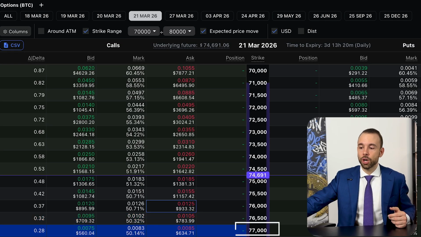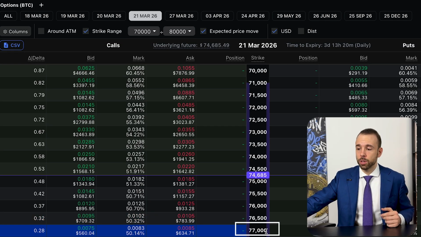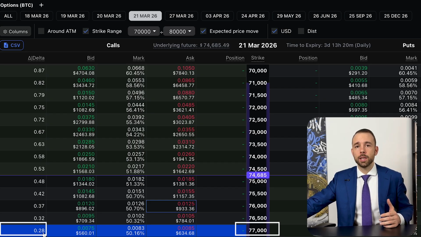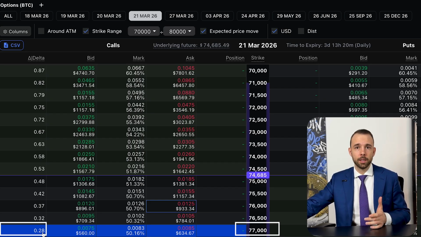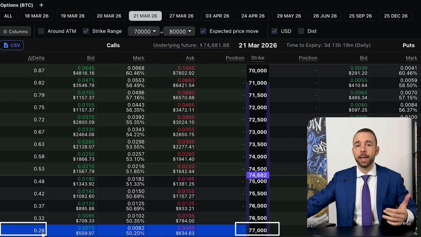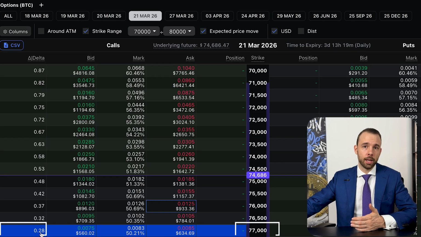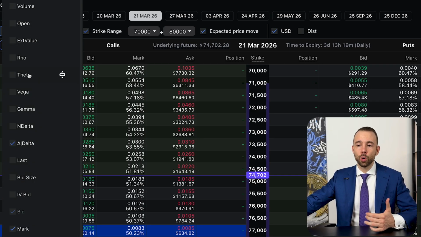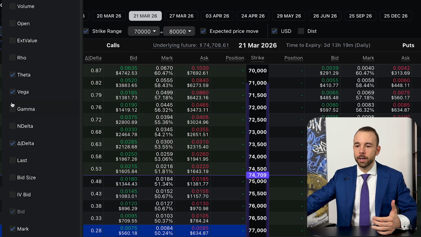For example, the strike price of $77,000 has a delta of 0.28. So that means there is a 28% implied probability that this option will end up in the money at the expiration date. And also, if we click on the columns, we can select all other Greeks. For example, Theta, Vega, Gamma.